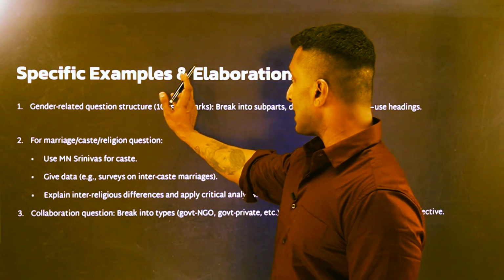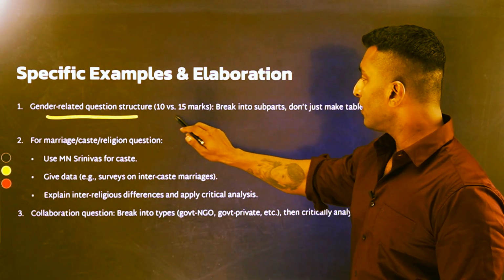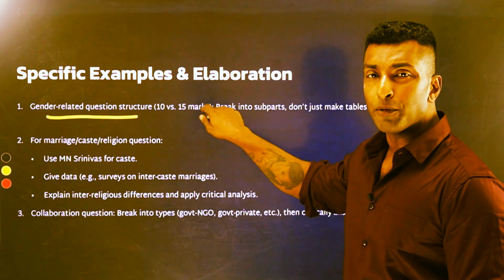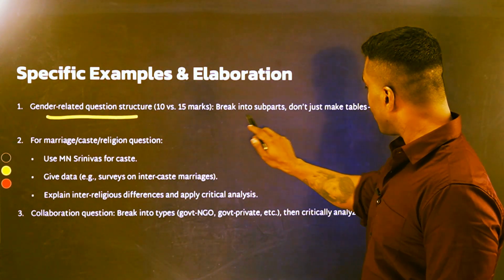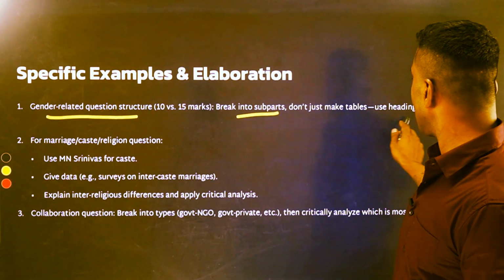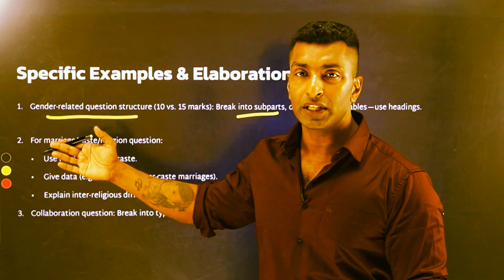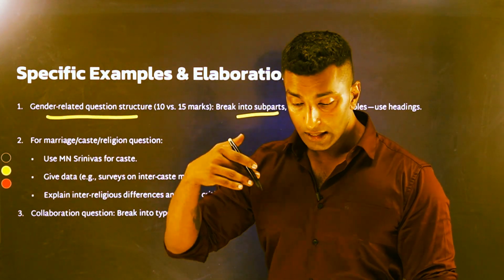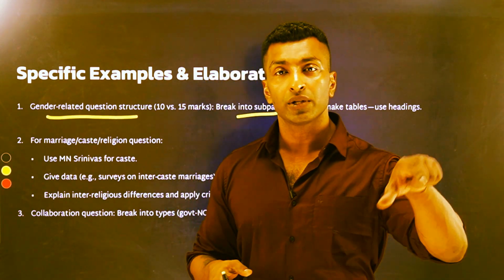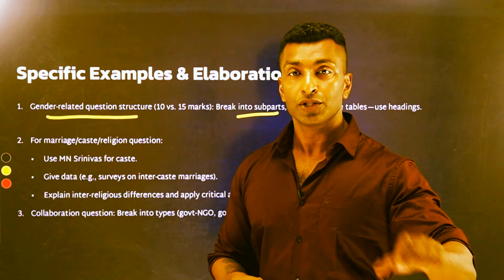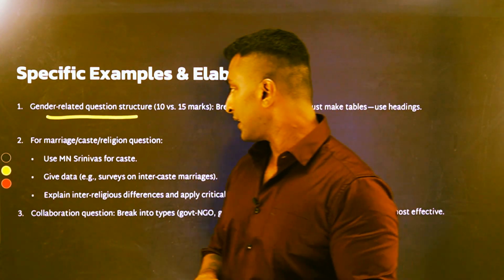Now, specific examples. See, gender related question structure. Depending upon the marks, you need to divide into subparts and then write. So break into subparts and don't just make tables. Rather, you can use subheadings for each of these parts and then complete that part. Some questions might demand a multi-dimensional approach, where you show the different dimensions under different headings. So always meet the demand of the question.